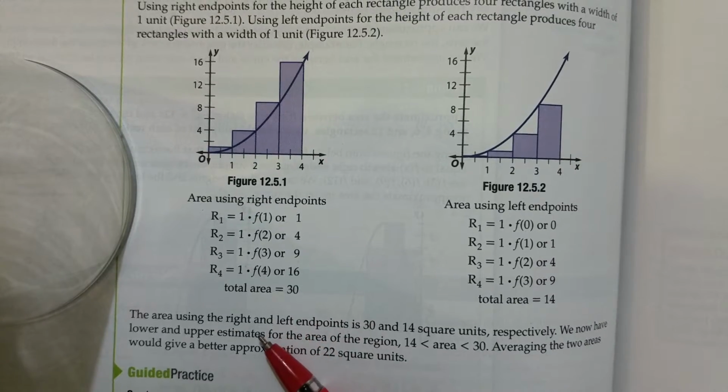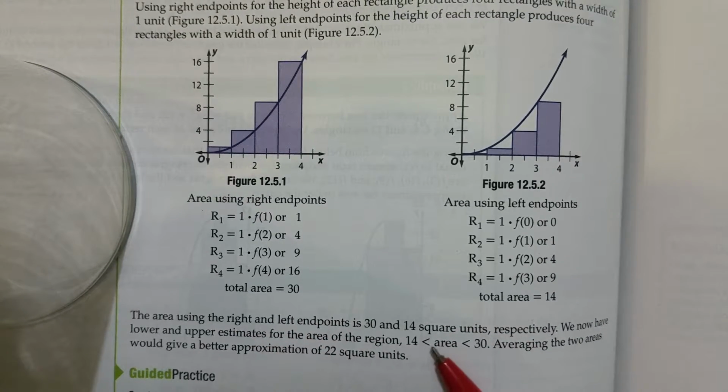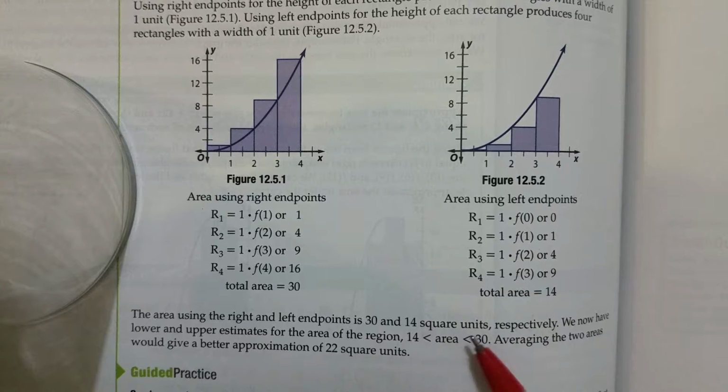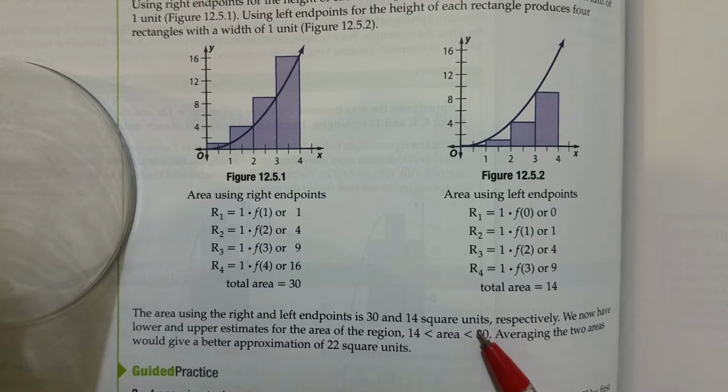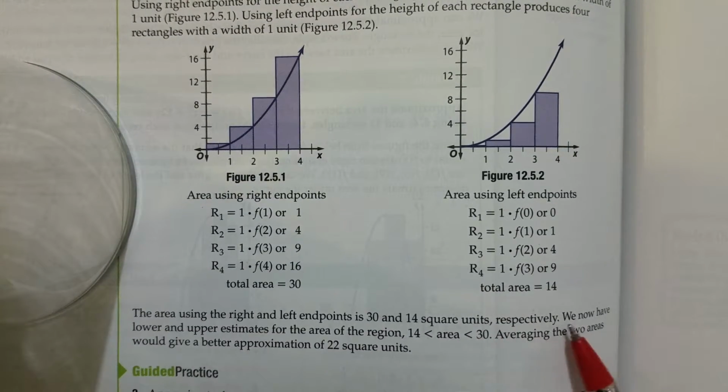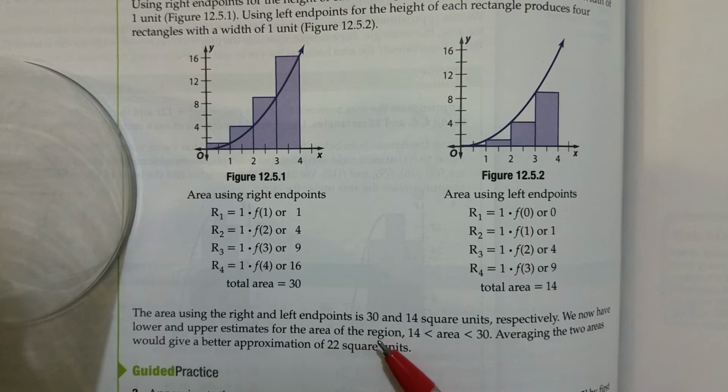So you'll see here that it basically says that the area of the curve is between 14 and 30, and the recommendation is that you actually average the two areas to get a better approximation. Okay, so that's one idea.